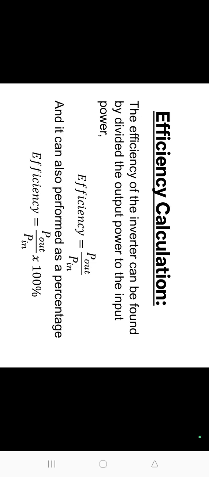Next one is the efficiency. Efficiency means power out by power in. The efficiency of the inverter can be found by dividing the output power by the input power. Efficiency is equal to P out divided by P in, and it can also be expressed as a percentage. Efficiency is equal to P out divided by P in times 100%.